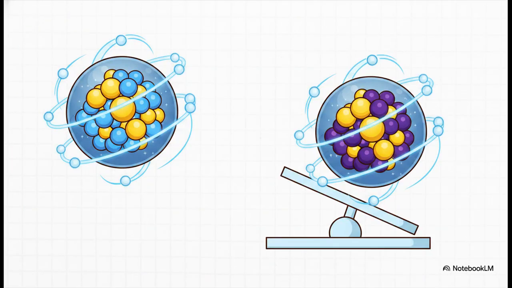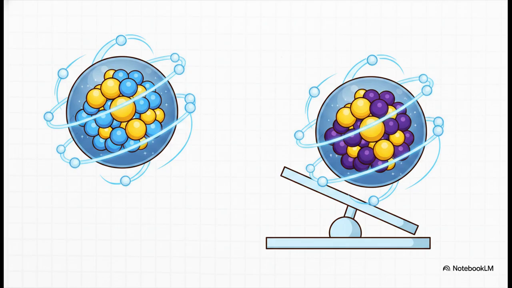Let's use chlorine as a concrete example. Out in nature, chlorine comes in two stable isotopes, chlorine-35 and chlorine-37. They behave exactly the same way chemically. They both have 17 protons. But chlorine-37 has 2 extra neutrons, which simply makes it heavier. So Dalton's absolute rule that every single atom of the same element has the exact same mass, it completely fails in the real world.